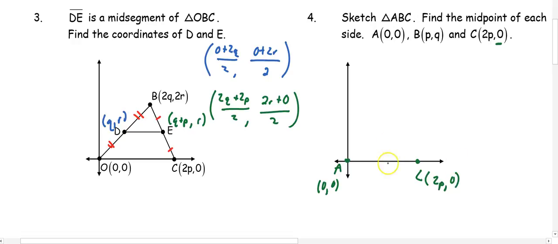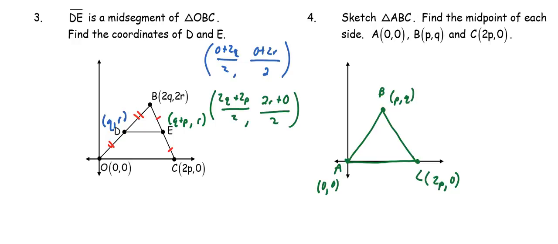And then B, we don't know where it is, but we know that p has to be between 0 and 2p, so it has to be halfway between. So I'm going to go about halfway between. It doesn't matter how far up because we don't know what q is. We're going to call that B. So now we have our triangle, and B is at p comma q.